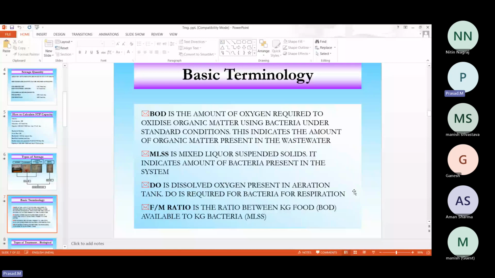So what is the food to mass ratio? It is the ratio between the kg of food available to the kg of bacteria. So how are we calculating the BOD kg load? It is very simple. Plant capacity into BOD inlet level divided by 1000, you will get the kg BOD load. And for the kg of bacteria, by calculating the MLSS, you will get the bacteria population.